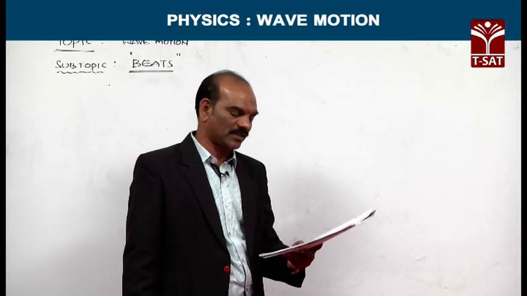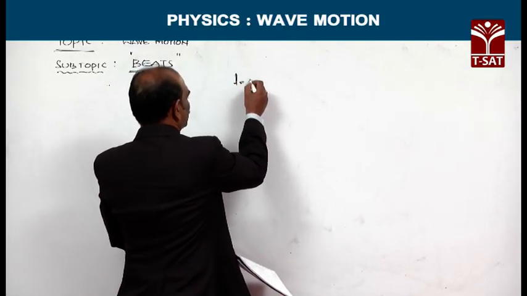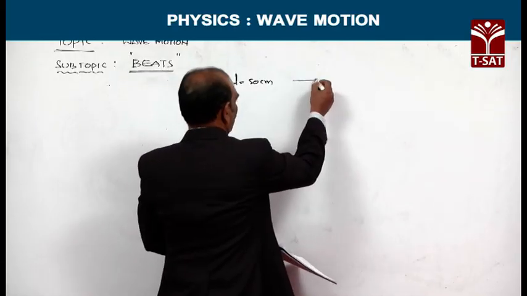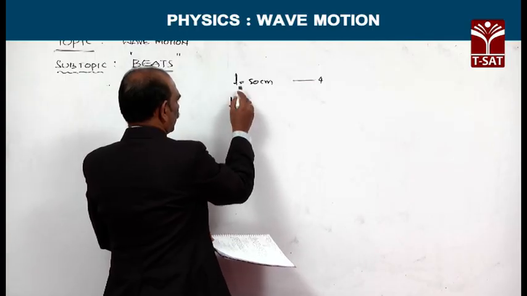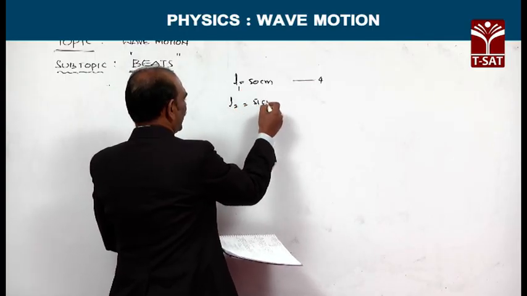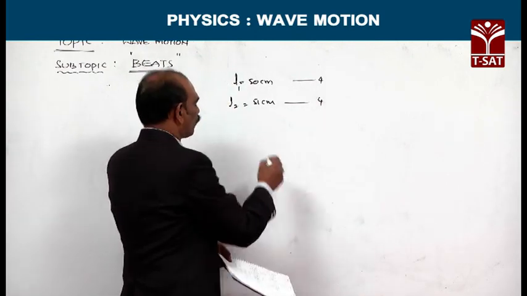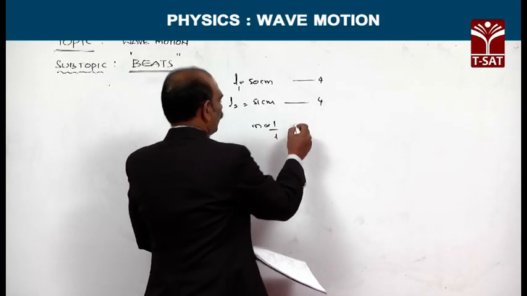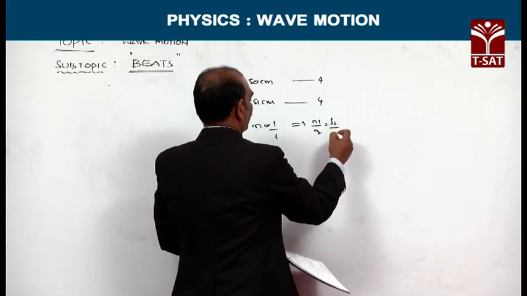He is asking us to find the frequency of the tuning fork. That means when the length of the string is 50 centimeters, the number of beats produced is 4 only. When the length is again 51 centimeters, the number of beats produced is again 4 only. We know that n is proportional to 1 by L. So from this relation we can say n1 by n2 is equivalent to L2 by L1.